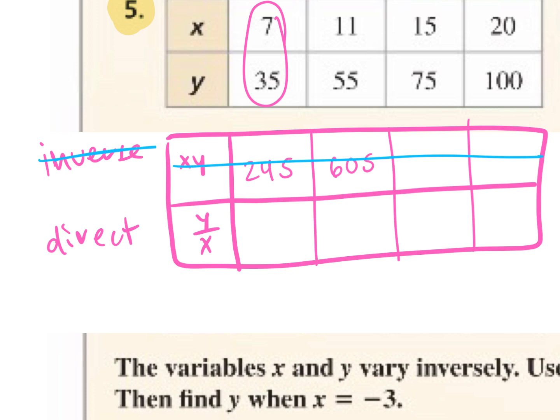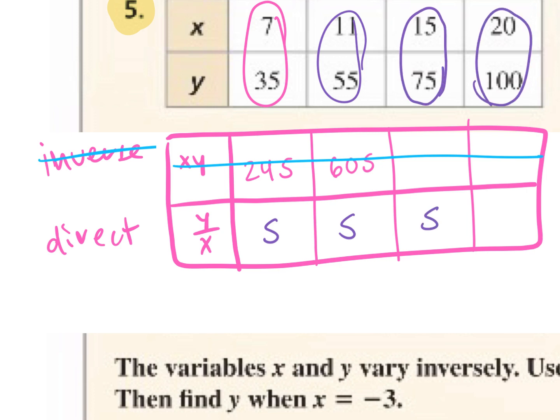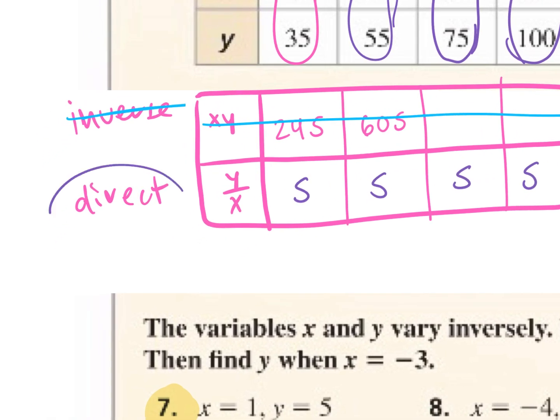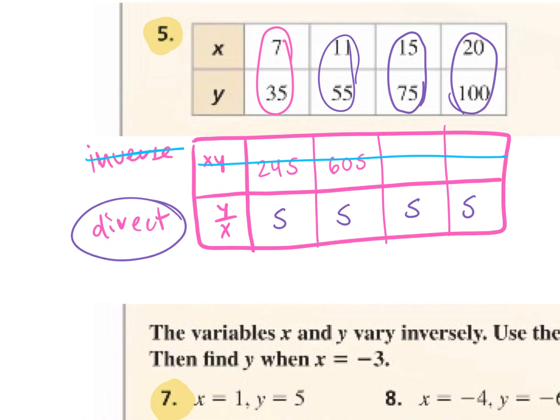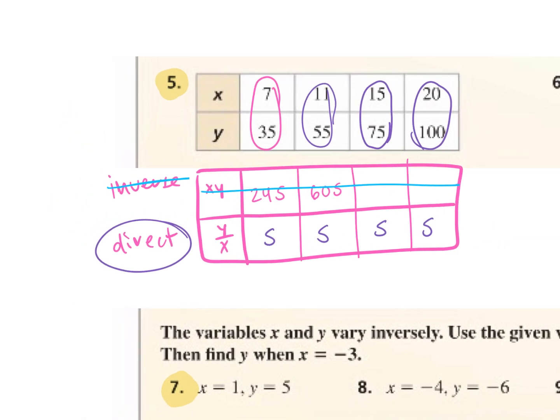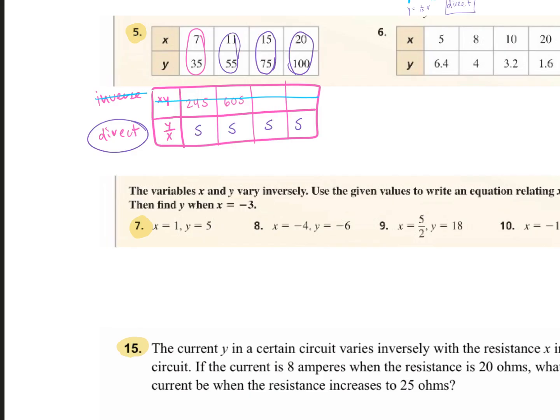Let's check y divided by x. So it's 35 divided by 7? 5. What's 55 divided by 11? 5. 75 divided by 15? And 100 divided by 20? So which one do we have here? Direct. What if y divided by x wasn't a constant either? Then it would be neither. So for the table, it helps to make your own table, figure out what x times y is and y divided by x. Let's take a look at 7.